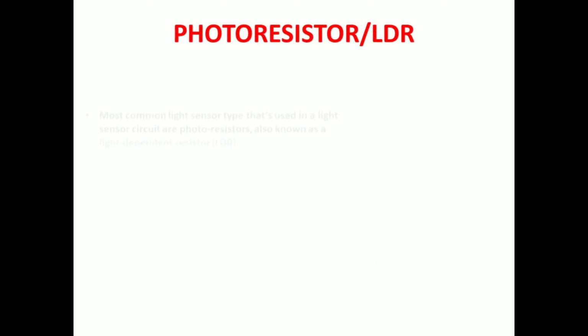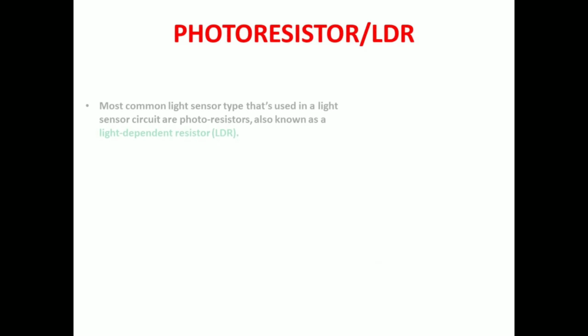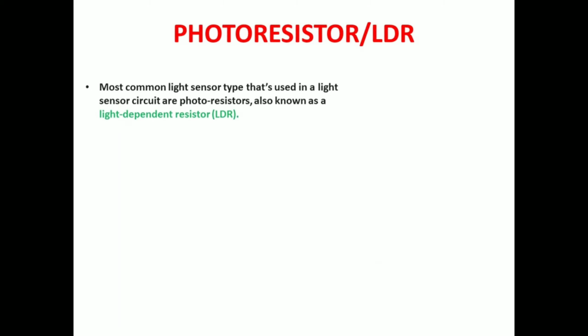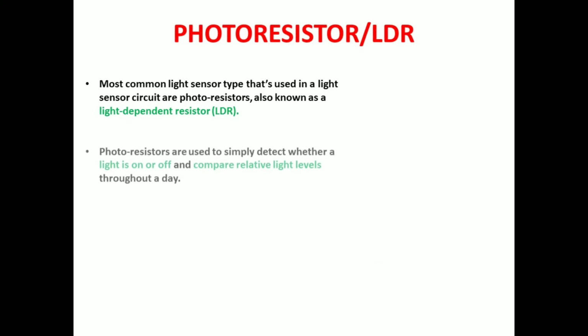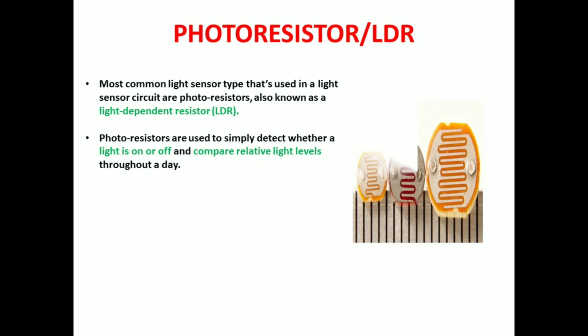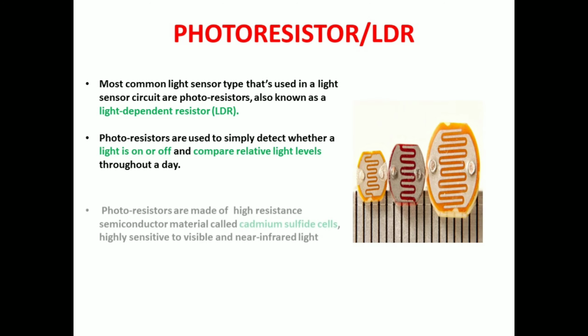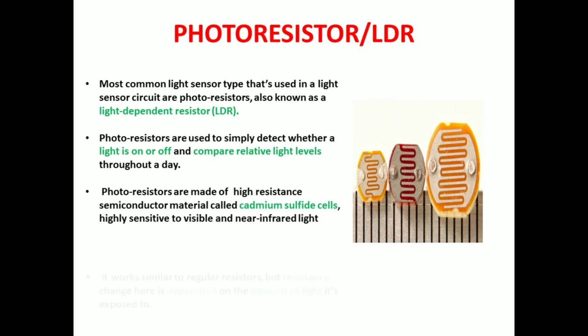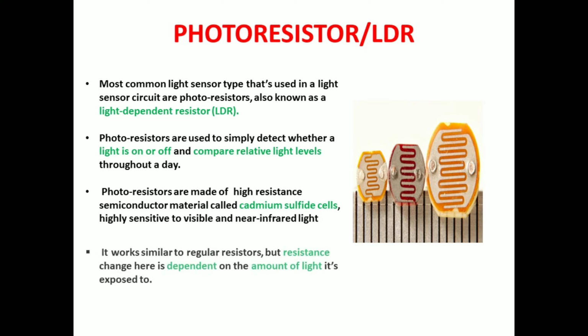They change resistance when light is incident on them. It is also known as light controlled variable resistor or photoconductive cell. The resistance changes with the light intensity that falls on it. We can see the figure on the right. There is a thin zigzag strip that is made up of light sensitive material having high resistance like cadmium sulfide, cadmium selenide, etc. It works similar to resistors, but here the change in resistance is dependent on the amount of light it is exposed to.